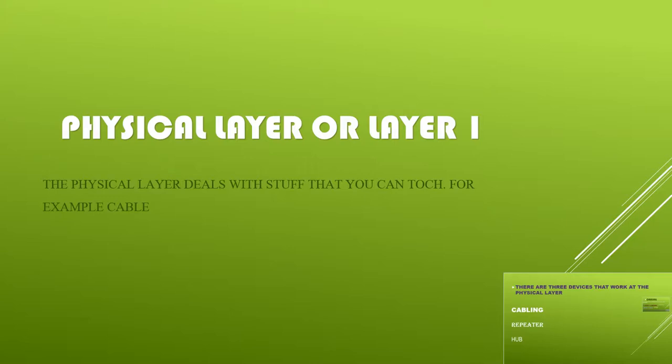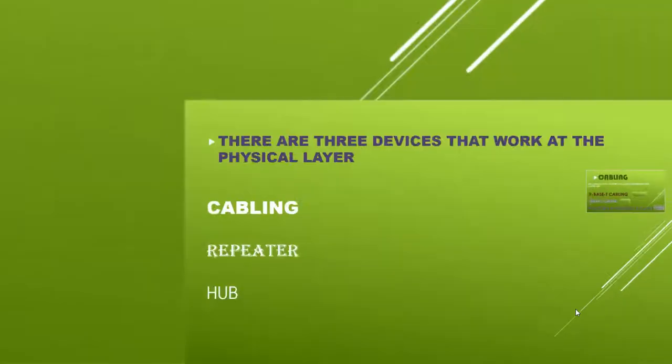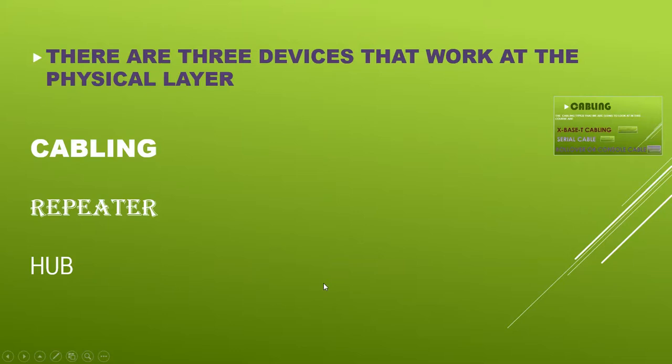So, the physical layer deals with stuff that you can touch, for example, a cable. In the physical layer, the protocol data unit is electrical signals. It's only electrical signals that are passing through the cable. It's bits that are passing through the cable. So, without wasting time, in the physical layer we have 3 types of devices. The first is our cabling. We have a repeater and a hub.